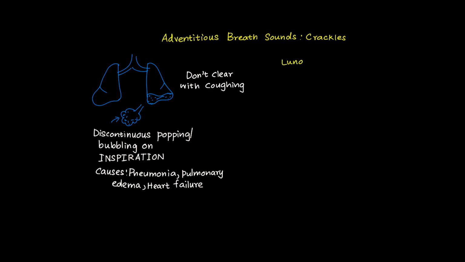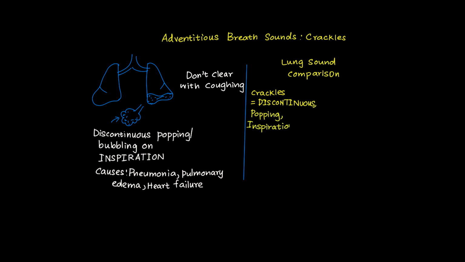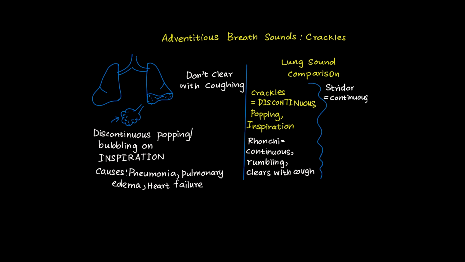Rhonchi are different. Low-pitched, continuous rumbling sounds from secretions in the large airways, and they often clear or change when the patient coughs. Stridor is a high-pitched, harsh sound from upper airway obstruction, typically heard during inspiration, but it's a single continuous sound, not discontinuous pops. Wheezing is a high-pitched, continuous musical sound from narrowed bronchial passages, usually heard on expiration. The key word in this question is discontinuous. Crackles are the only discontinuous adventitious breath sound. Everything else, rhonchi, stridor, wheezing, is continuous.